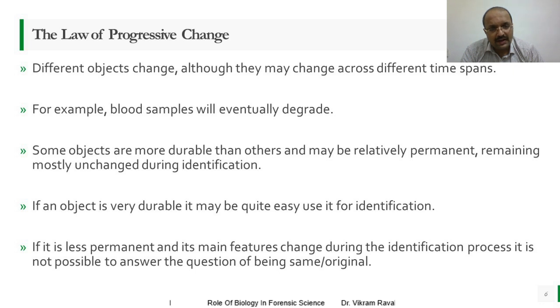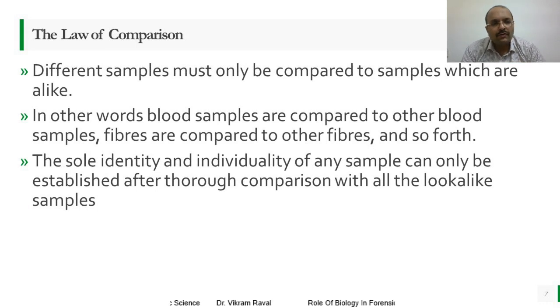If it is less permanent, its main features change. During the identification process, it is not possible to answer the question of that thing being the same or the original one. So it often happens that if it is not analyzed properly within due course of time, we may require some fresh sample. And what if the person is already deceased? If a person is already dead, you cannot have their blood or other body fluids which are to be analyzed in certain cases. So there is a law of progressive change, and it strictly applies to all biological materials. Next is the law of comparison.